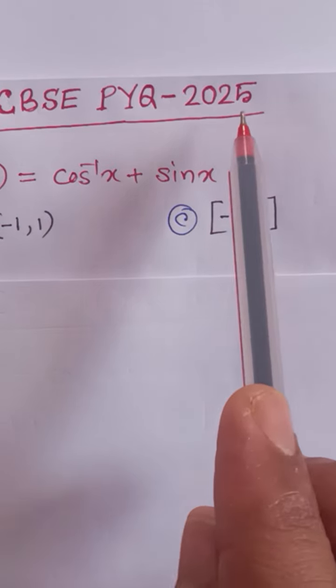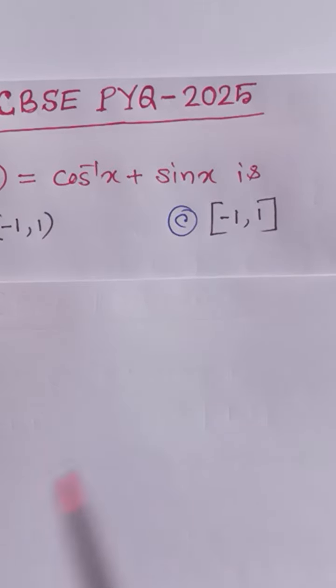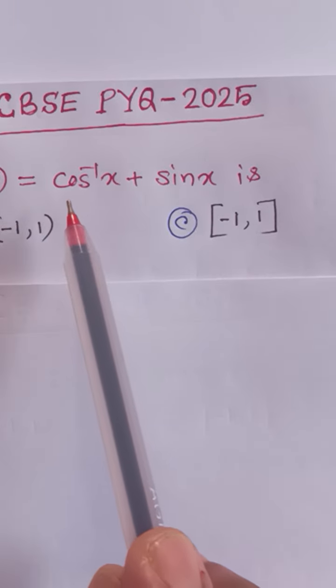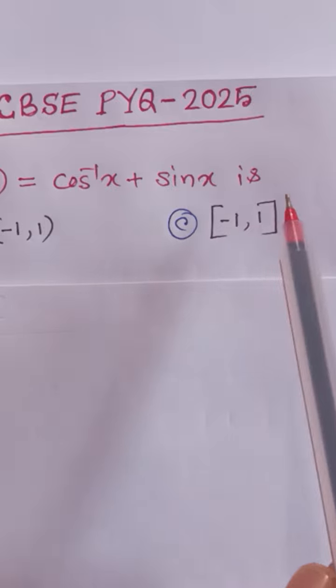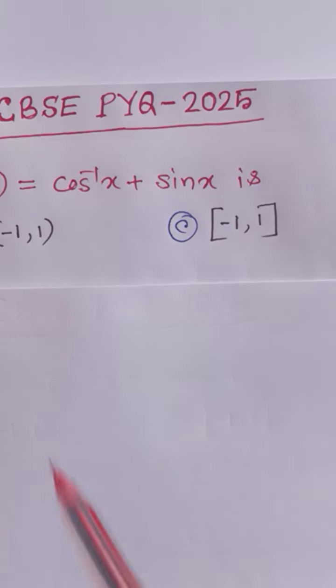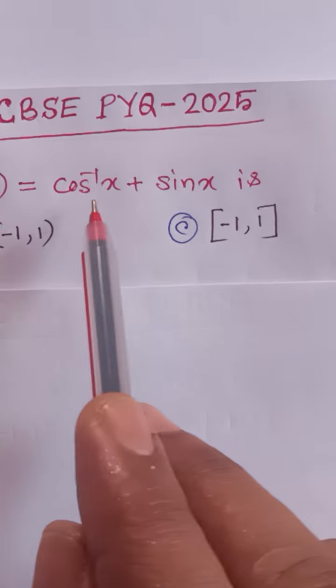CBSE PYQ 2025. This is the problem of function. What is the problem? Domain of f of x equal to cos inverse x plus sin x. Option A, option B, option C, option D are given. Here f of x is the sum of two functions.